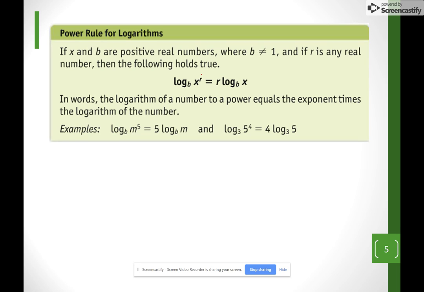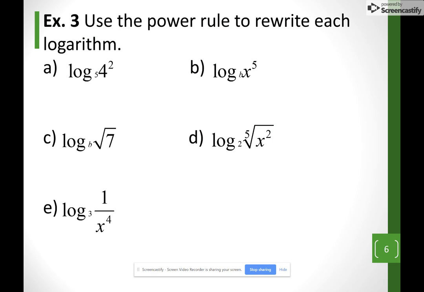Now, a rule that we just mentioned is when we have an exponent, all we're going to do is bring it to the front. That's all we're going to do. That basically is what helps out. So looking at this one, my exponent, I'm going to bring it to the front. So I'm going to rewrite this as 2 log base 5 of 4. My exponent, bring it to the front. So 5 log base b of x.